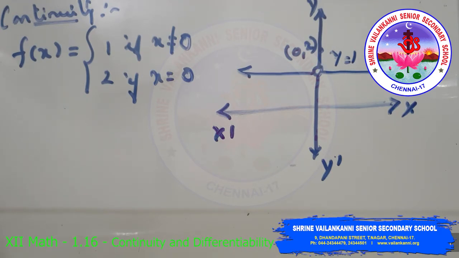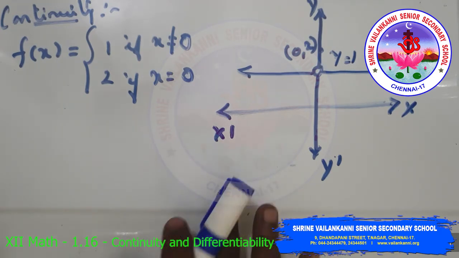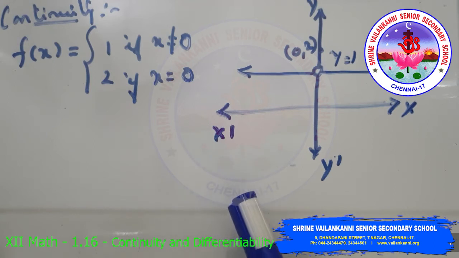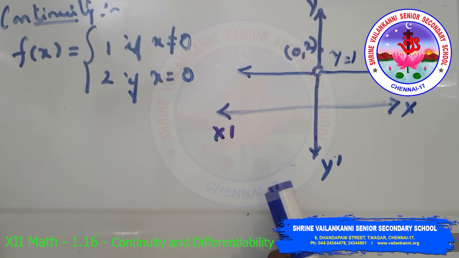We know that we cannot draw the graph of this function without lifting the pen, which is an instance of a function being not continuous at x equal to 0. We may say that a function is continuous at a fixed point if we can draw the graph of the function around that point without lifting the pen from the plane of the paper.